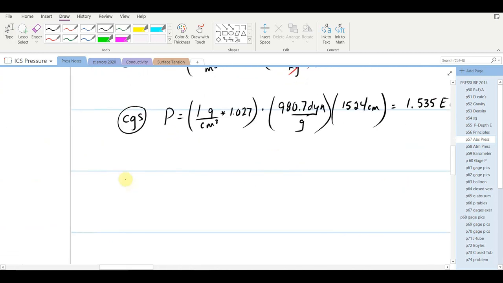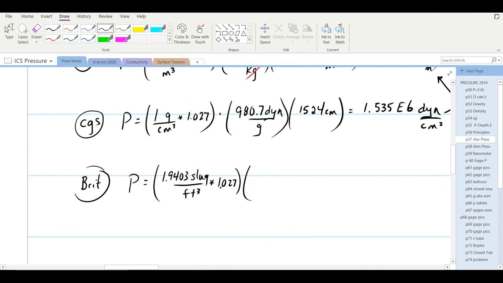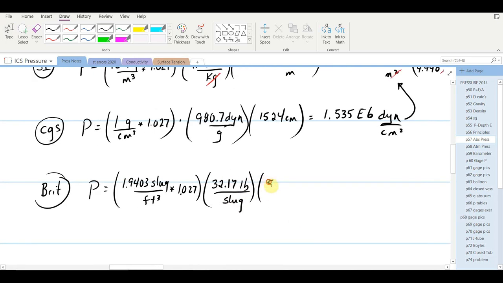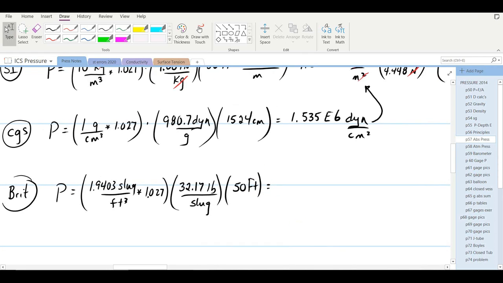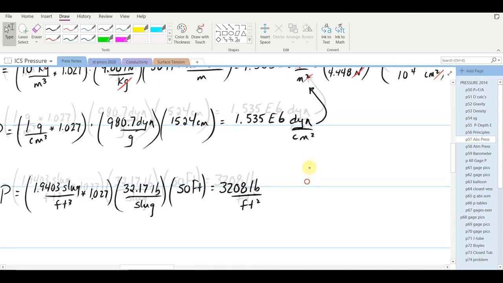All right, one more time, let's do the British system calculation. Pressure is equal to, mass density is 1.9403 slugs per cubic feet times the specific gravity of water, 1.027, times the gravitational constant in the British system, 32.17 pounds per slug, times a depth of 50 feet. And this works out to be 3208 pounds per square foot. We just need to convert this to pounds per square inch.